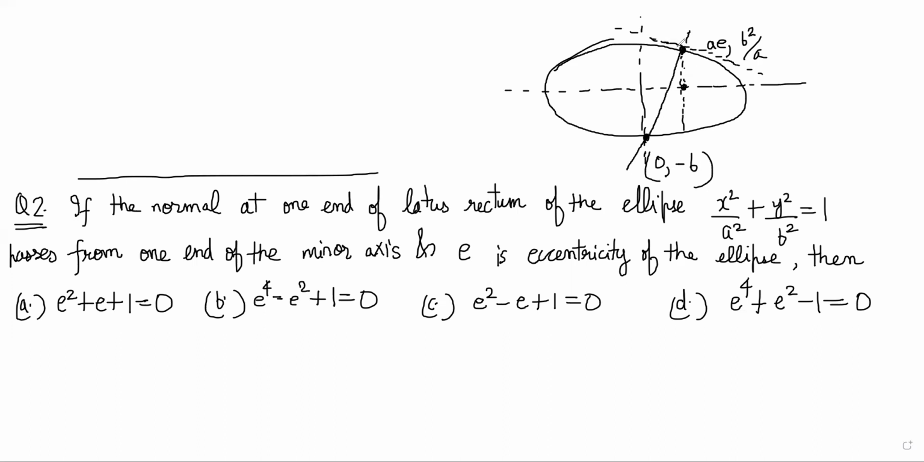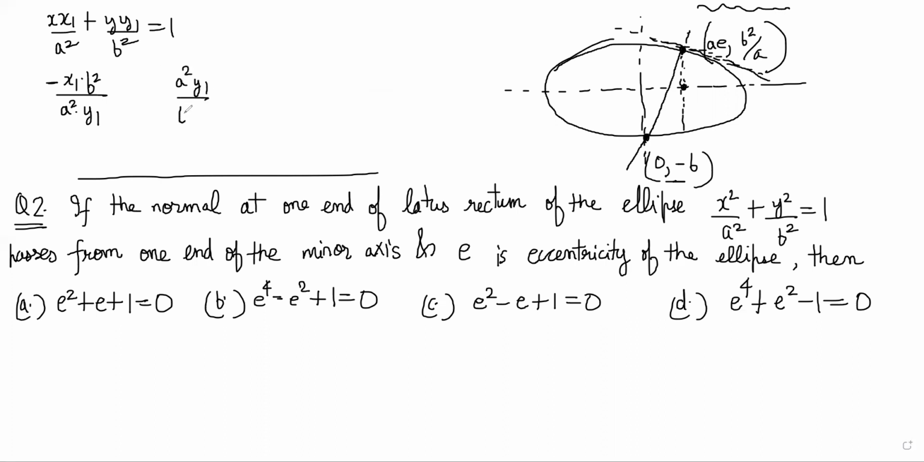One point you have to take as ae comma b square by a. And the normal there passes through 0 comma minus b. So the normal at this point you have to find. If you have an ellipse, the tangent to the ellipse is this. So the slope of the tangent is minus x1 by a square over y1 by b square. This is the slope of the tangent.